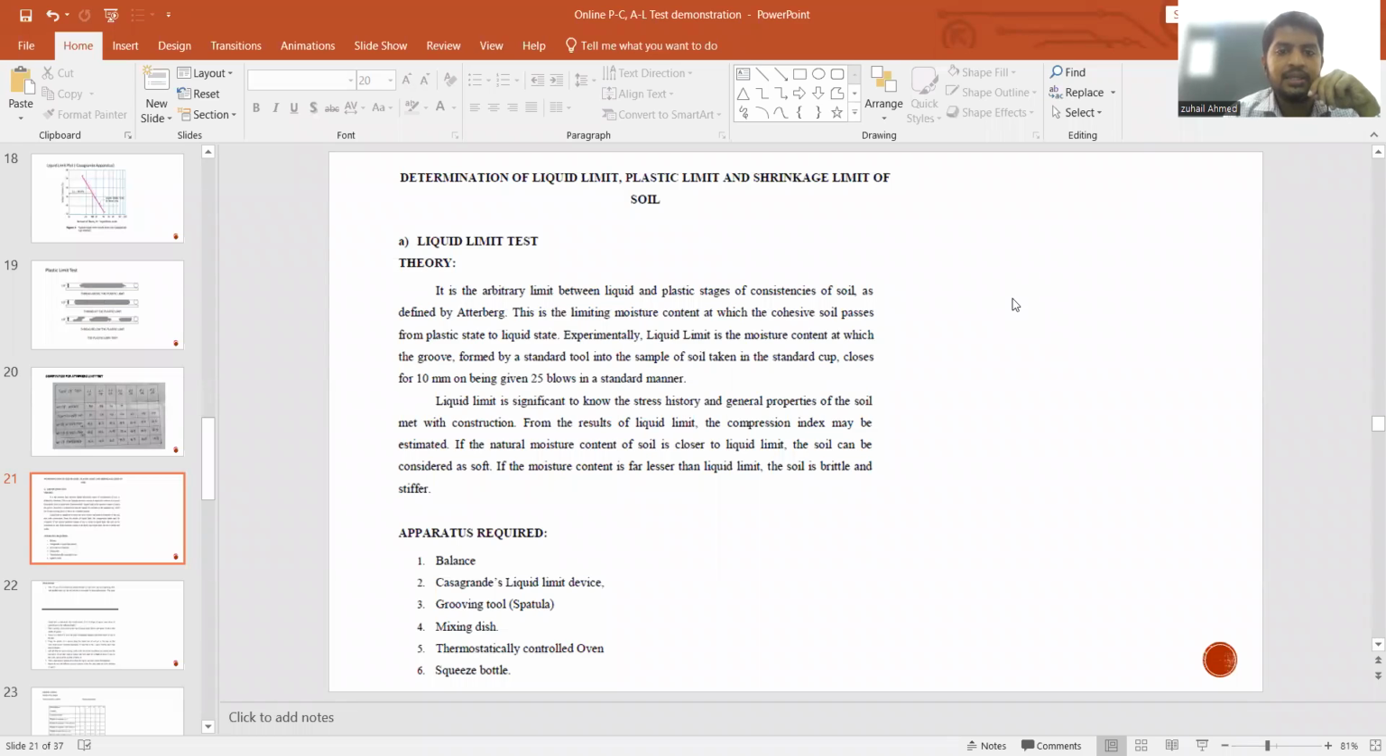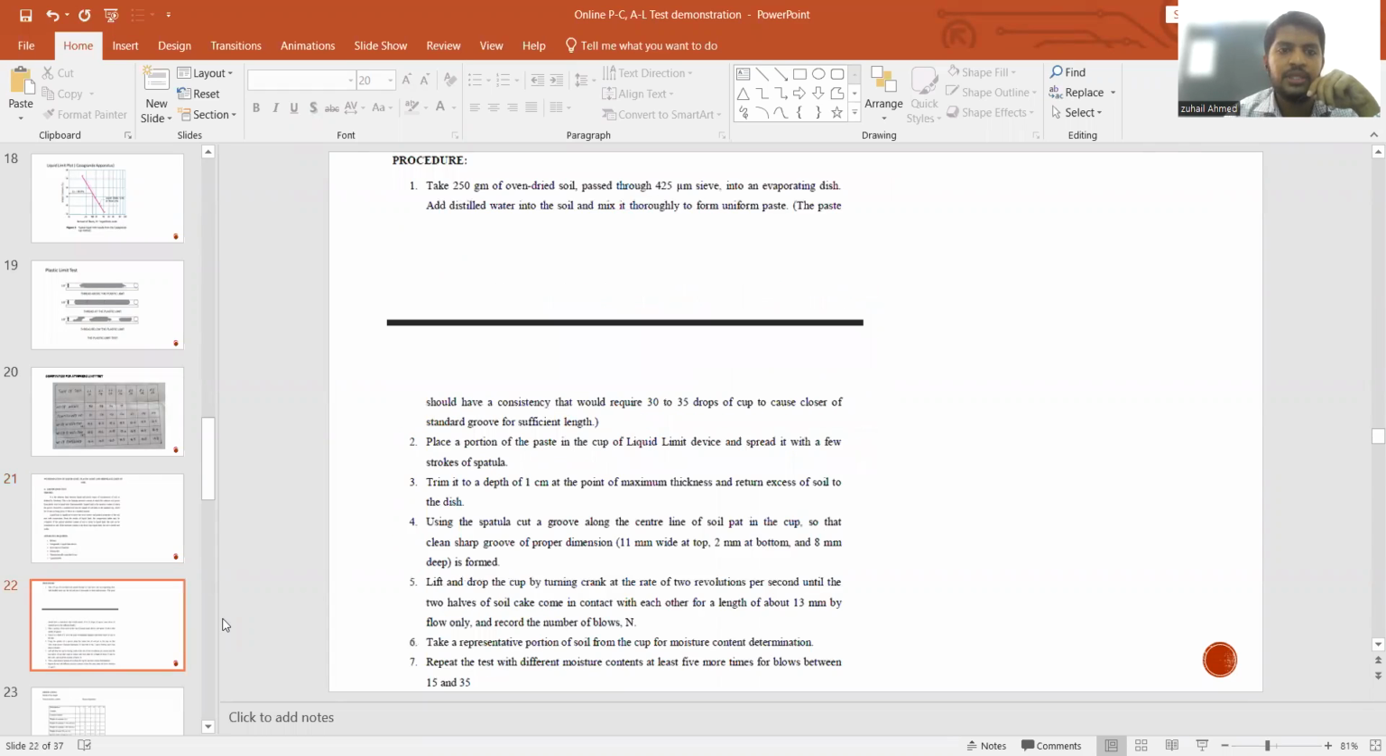Then the liquid limit test, you can read here. Okay, I already told you. Here you can understand the apparatus, what are the things you need, all the things here. Okay, I already explained about those things. Okay, and here the procedure.